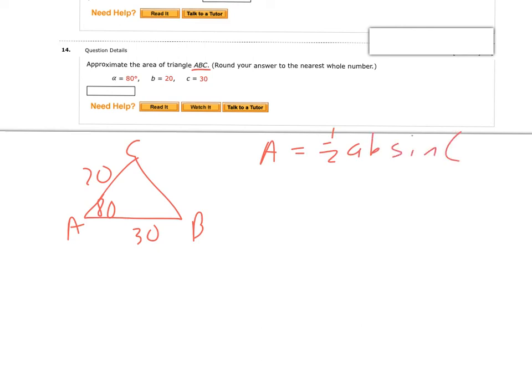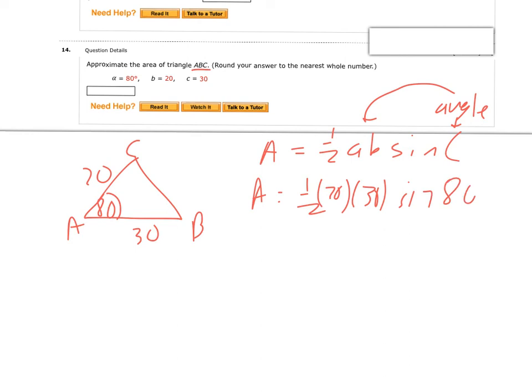And the key with this one, even if it's not the same letters, which this one is not, this angle right here needs to be in between those two sides right there on the triangle, which you can see that this one really is. And so I can just go ahead with this formula, 1/2 times 20 times 30 times sine of 80. So if I just type that in the calculator, 20, 30, sine of 80, and that's going to give me, if you round it to the nearest whole number, it'll be 295 for me.